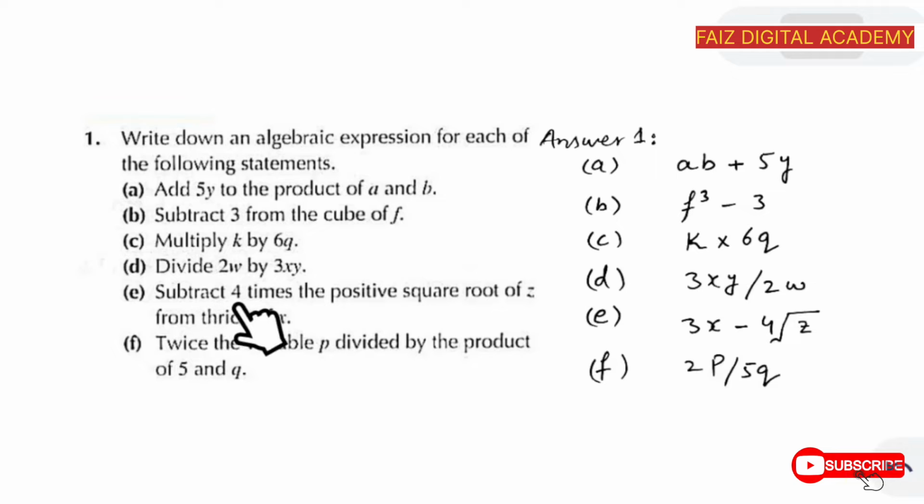In e part, we have to subtract 4 times the positive square root of z from thrice x. So first we write 3 times the x, thrice x, and then subtract the positive square root of z, that is 4 times. Similarly, in f part, we have to do twice the variable of p, it means 2p, that is divided by the product of 5 and q. So 5 and q product is 5q, so it will be written as 2p divided by 5q.